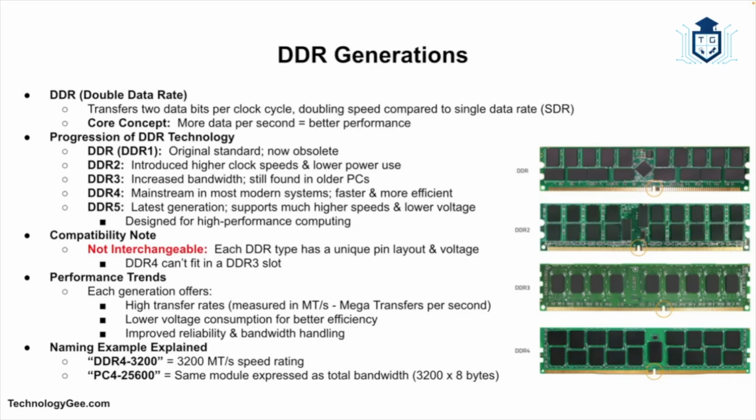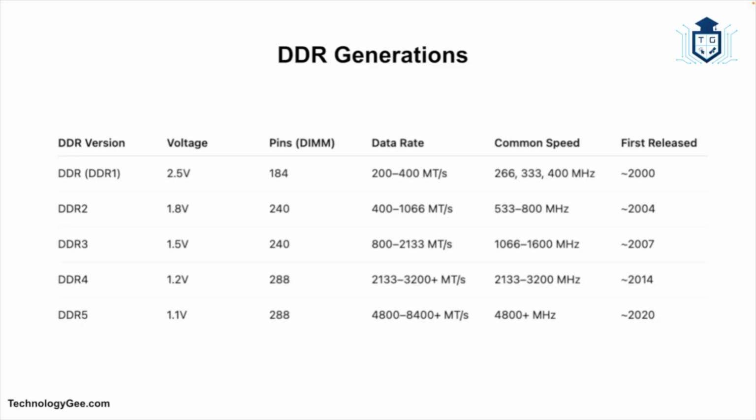So you may see RAM labeled like DDR4-3200, and that basically means it runs at 3200 MT/s, or you might see PC4-25600, which is just 3200 MT/s times 8. And here's a quick comparison table going over the various types of DDRs from DDR1, 2, 3, 4, and 5. And to help you remember all of this stuff, just think of it like this.